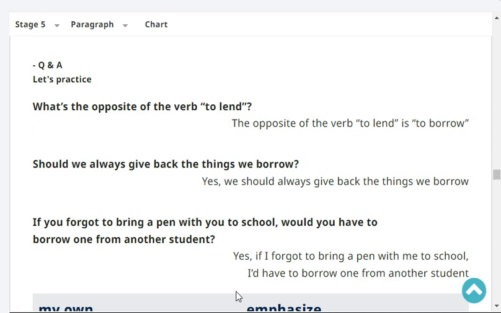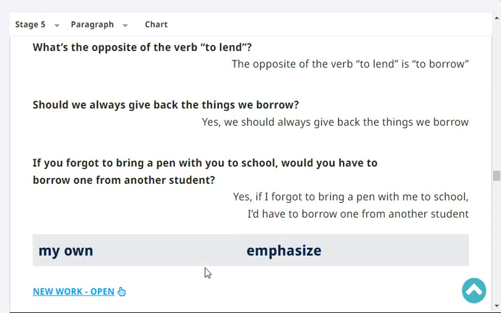Should we always give back the things we borrow? Yes, we should always give back the things we borrow. Well done.